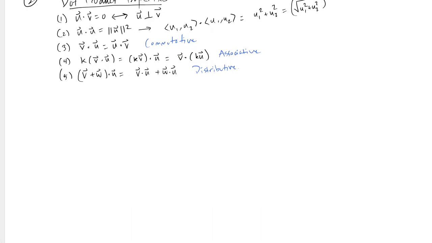Okay, let's look at some examples. First example here. Let's decide whether vectors are perpendicular to (1, 2, 3). All right, so we have two vectors.